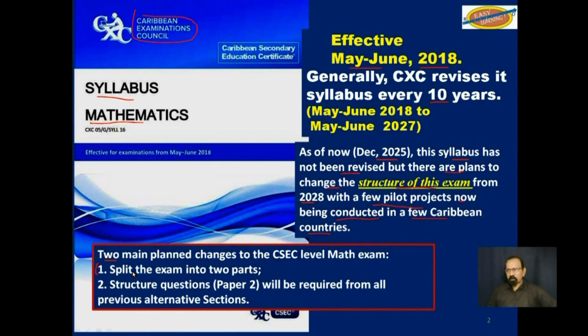The first one is to split the exam into two parts, maybe a part A and a part B, and then the structured questions in paper 2, there will no longer be any choice. You will answer all the questions as set in the exam.